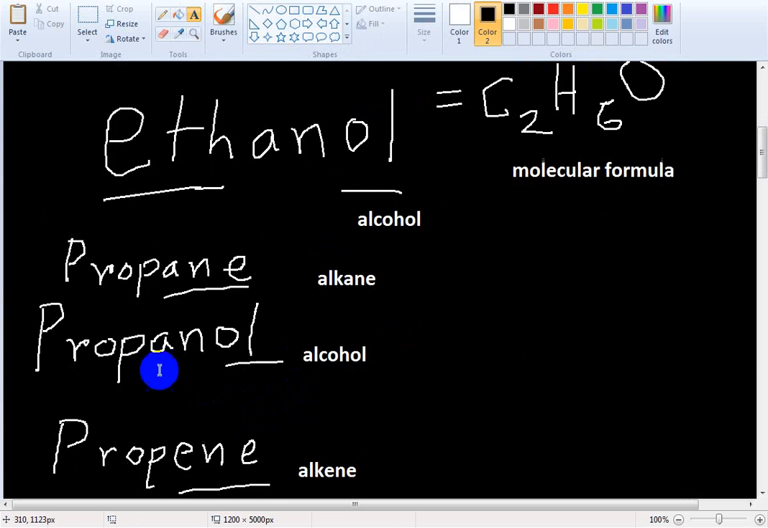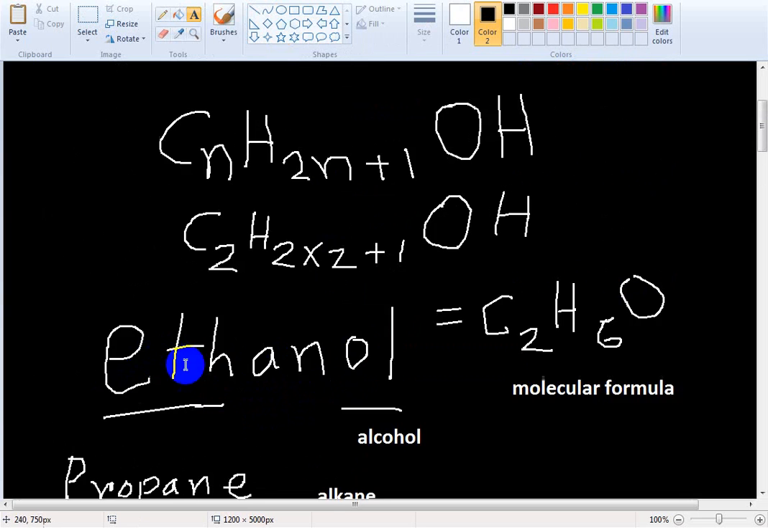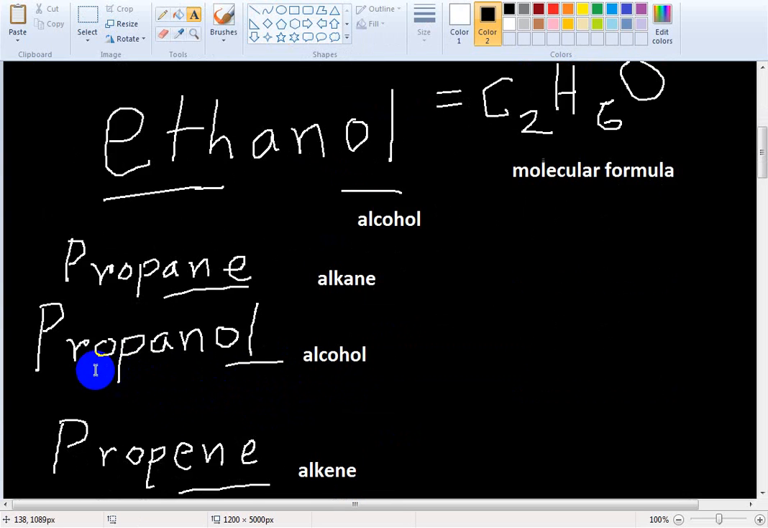What will be the molecular formula? This is propanol. Put the carbon here. How many carbons are in the chain? "Prop" here.